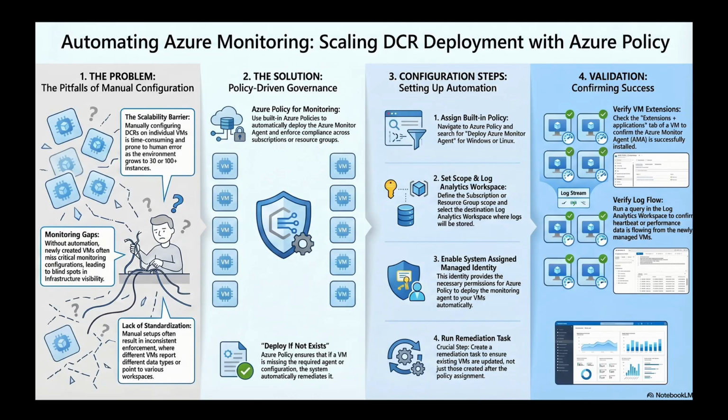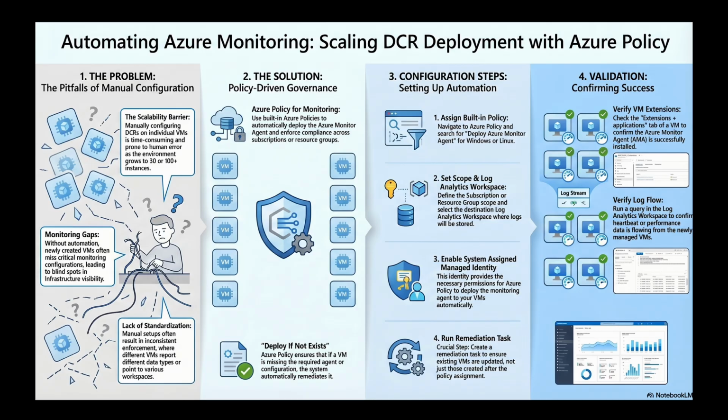Setting up Azure monitoring on one VM is easy. What if you have 50 or 100 VMs? Are you going to configure DCR manually on each one? In this video, I'll show you how to automatically apply monitoring to all VMs using Azure Policy and no manual work.